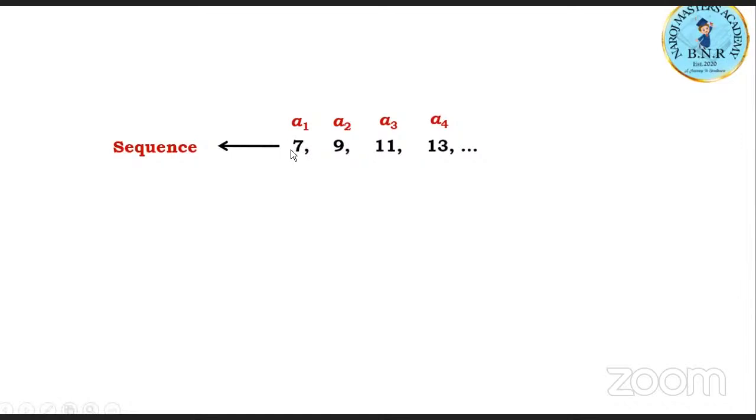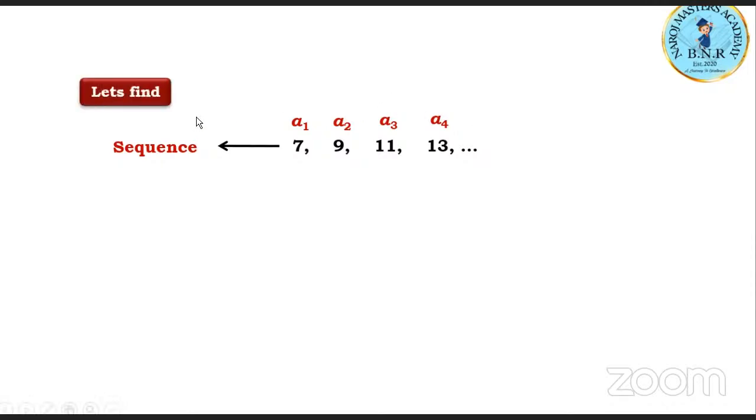What is the first number? What we call the first term, A1. The second number, second term, A2. Third number, third term. Fourth number, fourth term. So we call them A1, A2, A3, and A4. What is the value of A5 here? Can you guess? 15. A6, 17. A7, 19. That's it. Is it right? So it's following a pattern here, so we call it a sequence.